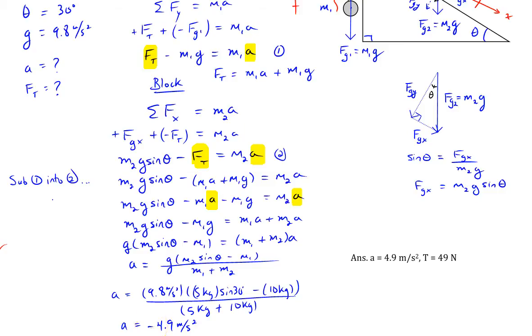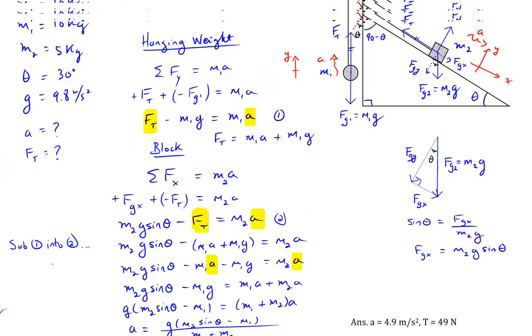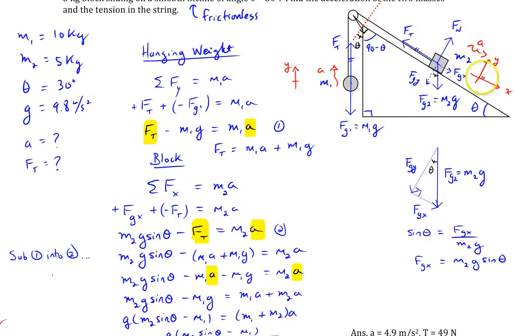Well, it means that in my diagram, I chose the wrong acceleration. I thought this body was going to accelerate upwards. How silly. This is 10 kilos. This is only 5 kilos. Actually, the system is accelerating the other way. But notice I got the same answer. The only difference is it's accelerating down the ramp. Or sorry, up the ramp, and the hanging weight is going down.